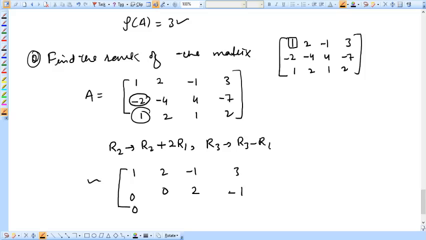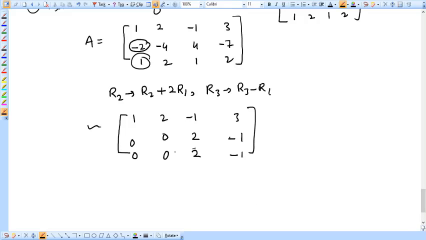Similarly this element would be 0 here because we are subtracting. This would also be 0, and you see 1 minus 1 is 2. So see here, this is 0, encountered. If you want to make these two elements 0, you can make them 0 directly.